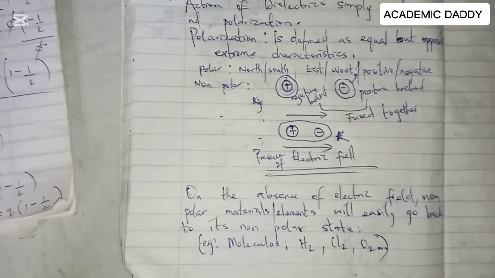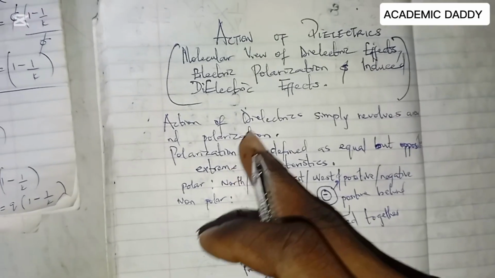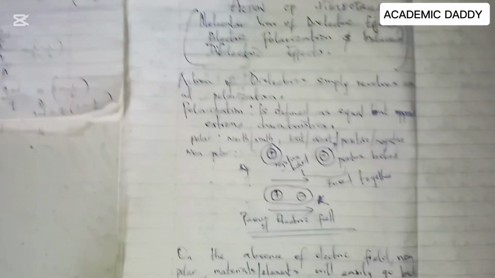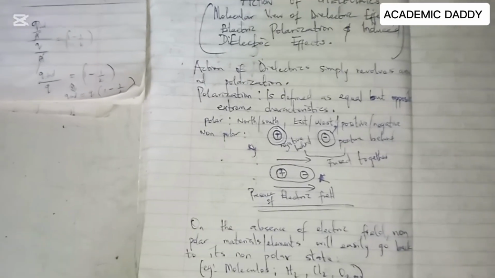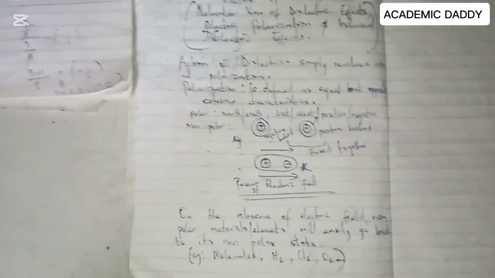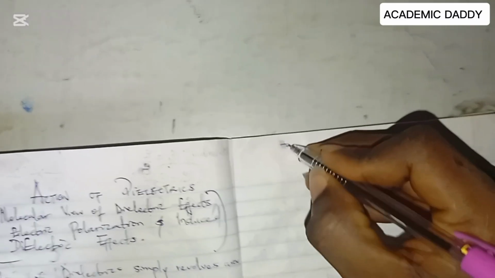So I talked about non-polar so I don't forget it. Let's focus on the main thing, the main action of dielectric, which is polarization. And we know that if it does polarization, it simply means that it tends to move, even the non-polar. Once an electric field is there, even the non-polar, everything polar, will exhibit polarization.